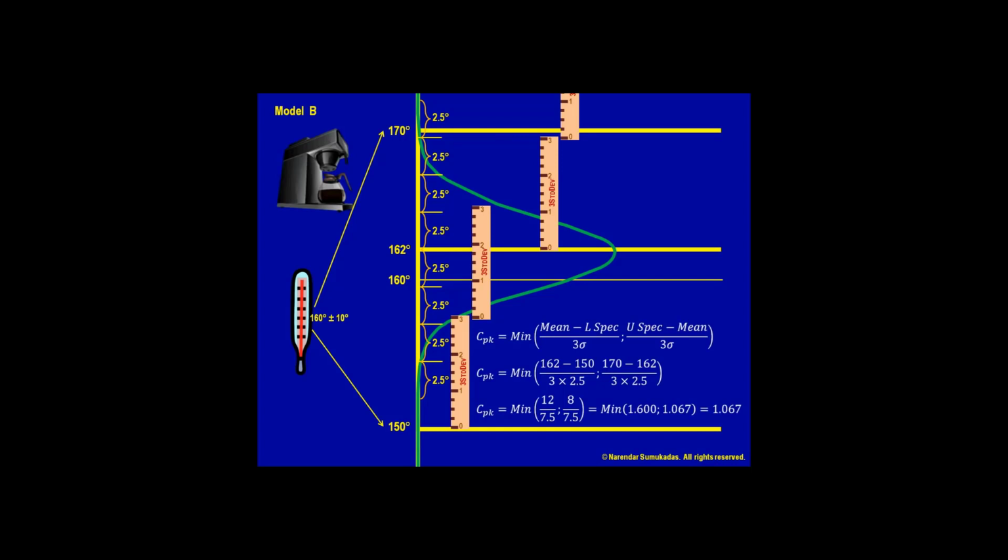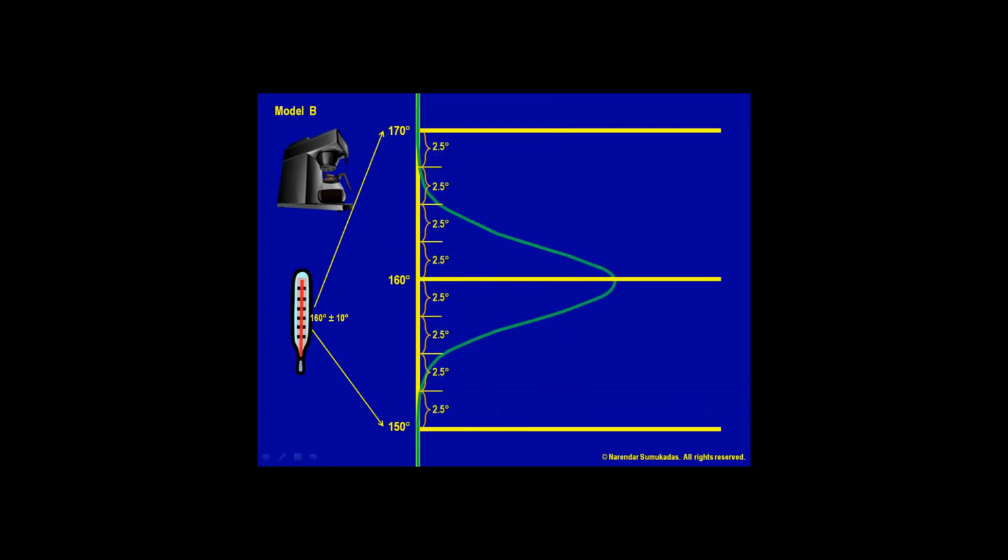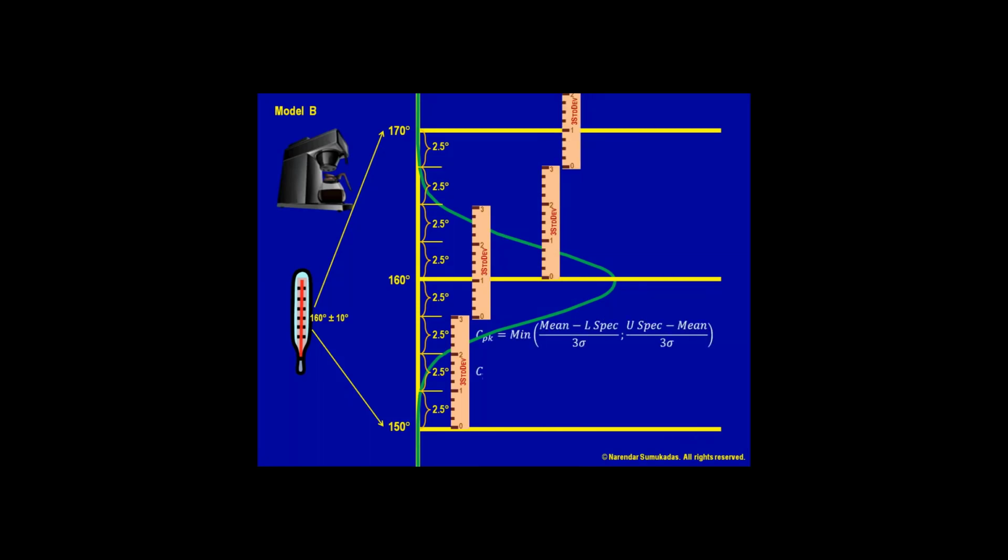An interesting point to note here is that the average of 1.6 and 1.067 works out to 1.33, which is our Cp value. If the process were to be centered at 160 degrees, then both parts of our Cpk calculation would work out to 1.33, and Cpk would equal Cp. Thus, Cpk can never exceed Cp. Cp sets the upper bound for Cpk.